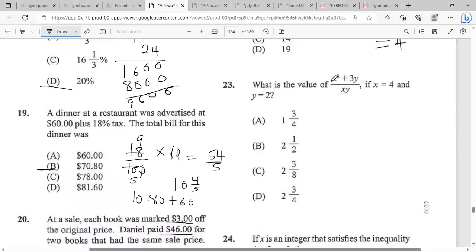What is the value of x squared plus 3x over xy? And we know that the value of x is 4. So we have 4 squared plus 3 times 2, and then we have 4 times 2. Let us clear off this. So this will give us 16 for 4 squared, 3 times 2 is 6, and 4 multiplied by 2 will give us 8.